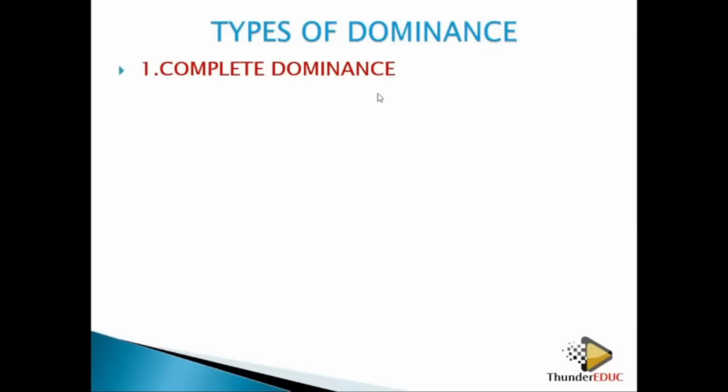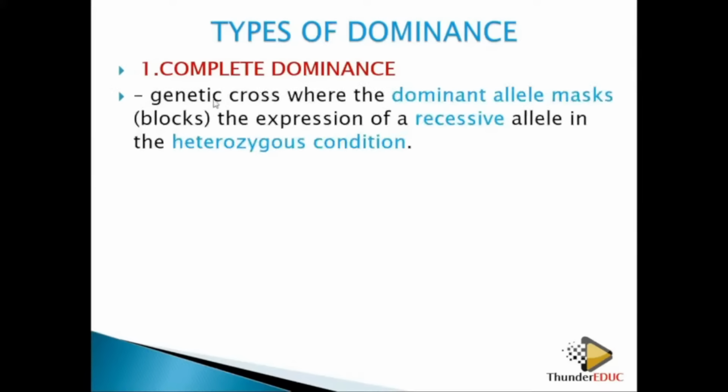We have 3 types of dominancy: complete dominancy, codominancy, and incomplete dominancy. So let's look at them in detail. When we talk about complete dominancy, when you are dominant, it means that you have powers over another individual. So it's a genetic cross where the dominant allele masks, blocks the expression of the recessive allele in a heterozygous condition. So in complete dominancy, you have a heterozygous condition.